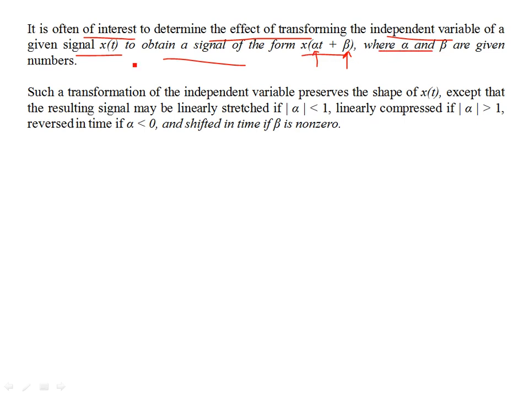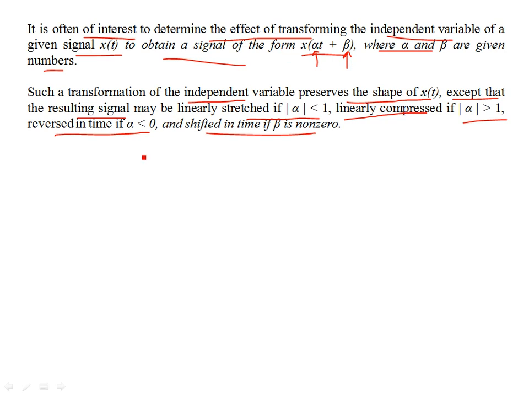For example, where alpha and beta are numbers, then such a transformation of independent variable preserves the shape of x(t), except that the resulting signal may be linearly stretched if alpha is less than 1. It could be linearly compressed if alpha is greater than 1, and it could be time reversed if alpha is negative. It could be time shifted if beta is non-zero. Of course, the shift could be towards the positive time axis, towards right, or it could be towards left, depending on beta positive or negative.